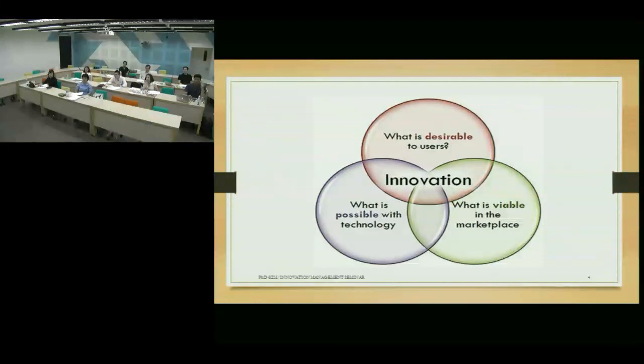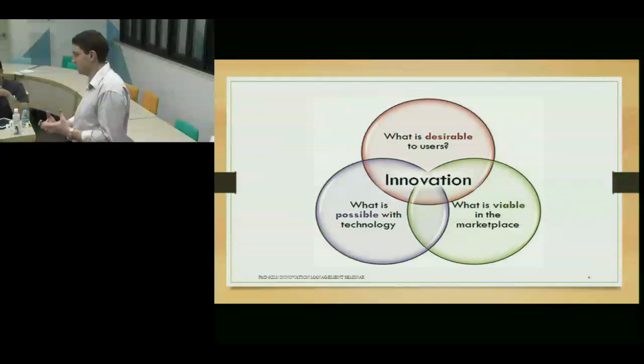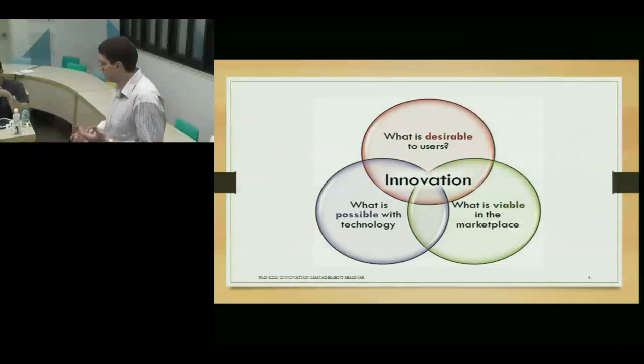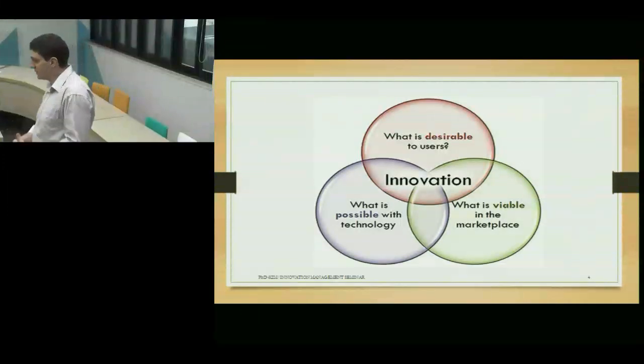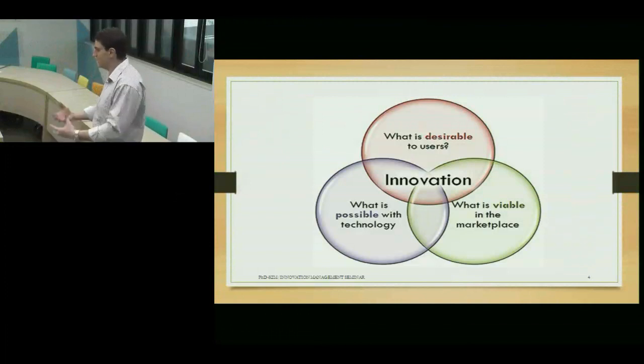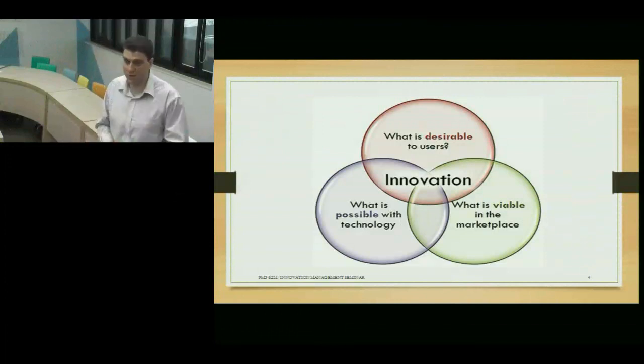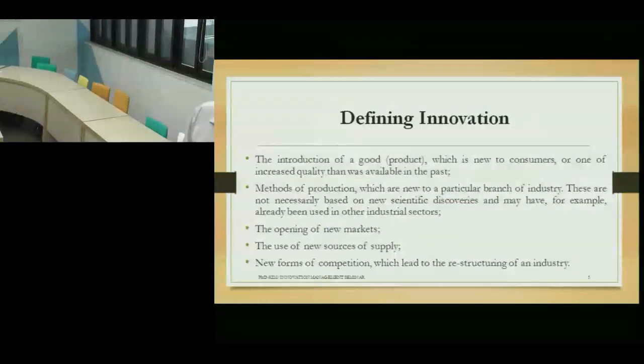Do you remember that? Okay, we have innovation in the middle. We also have on one hand the users, the final users. We also need to discuss and measure how that can be viable in the marketplace, and what is possible with current technology. And if we cannot develop something now, maybe we can keep it and use future technology and make it something viable in the future.